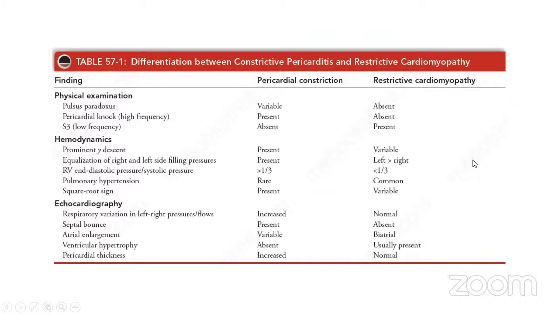it is not present. It is also important to note that restrictive cardiomyopathy is a medical disease. There is no surgical cure. However, patients with pericardial constriction ultimately are going to need surgery. So it is important to distinguish between these two conditions when a patient presents.